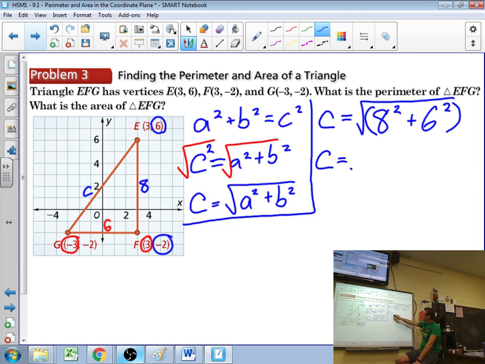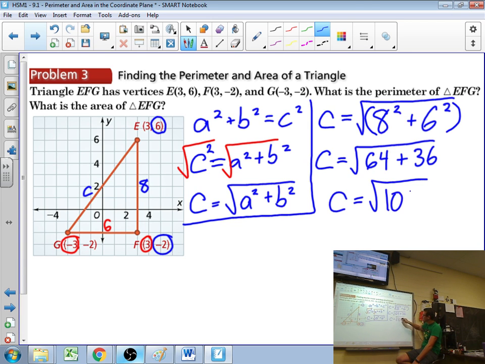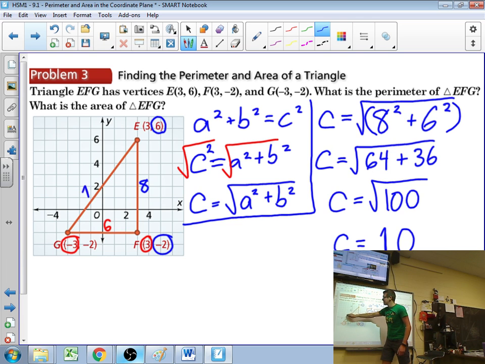So I have to figure out what is 8 squared first. 64, 6 squared, 36. What's 64 plus 36? 100. That works out very nicely. What's the square root of 100? 10. So that now tells me that this distance, or this hypotenuse, has a length of 10.